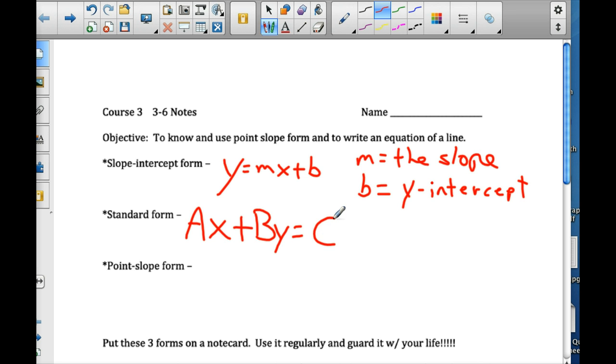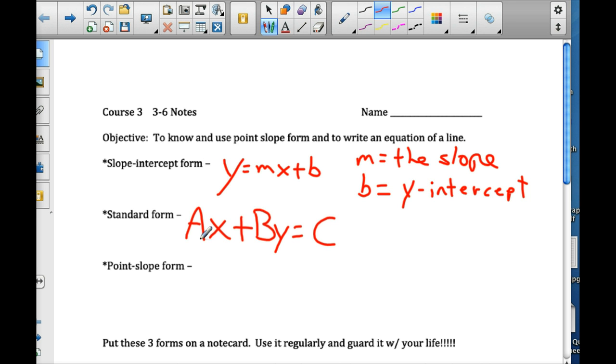Focus, people. You'll learn a lot about that form when you get to Maine South, as far as what the A, B, and C can be. But right now, you're not responsible for knowing anything except that the x's go first, the y's go after that, and all the constants or numbers go on the right. Okay, we know that. Next, we're going to learn point slope form.